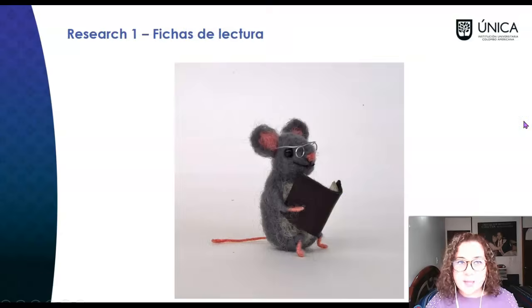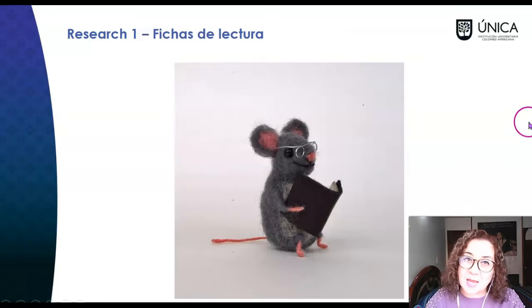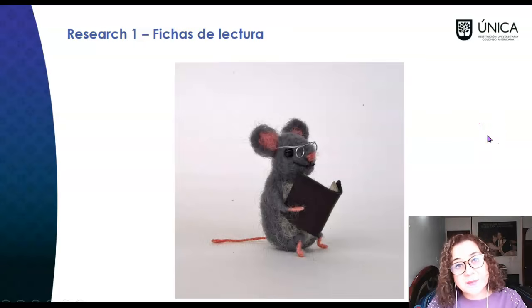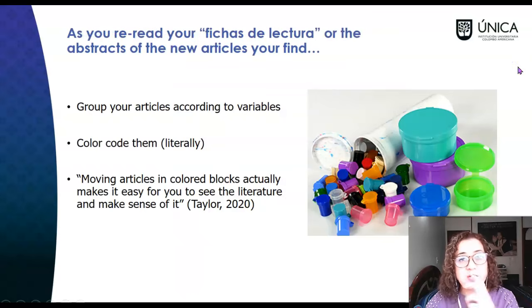Okay, so in Research 1, you were kind of bookworms, reading a lot and completing your fichas de lectura. I don't want you to waste those. I want you to use those properly and fish for information there that you can use to complete your literature matrix. So as you reread your fichas de lectura or the abstract of the new articles you find, group your articles according to your variables, okay? Color code them, literally, like I'm going to show you something in a minute.